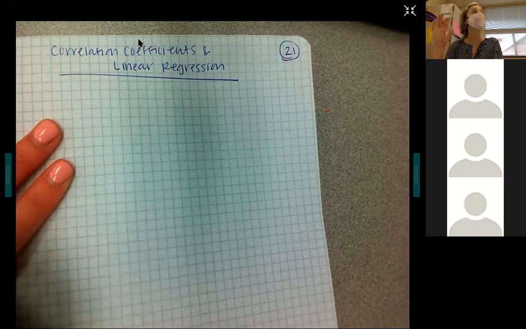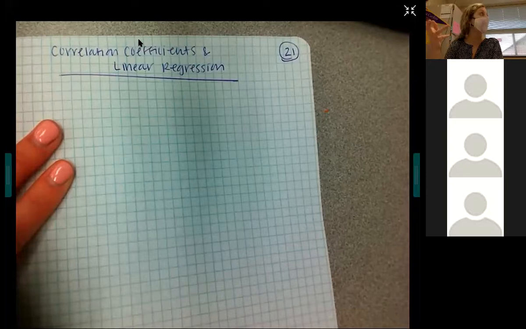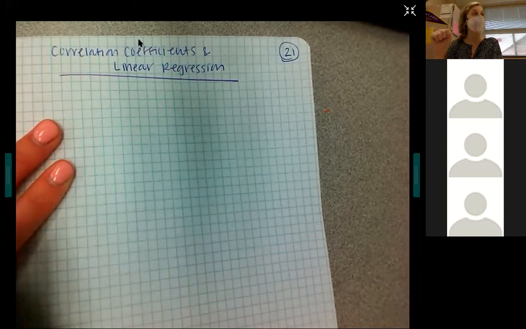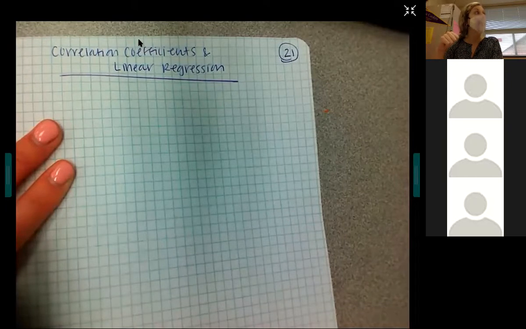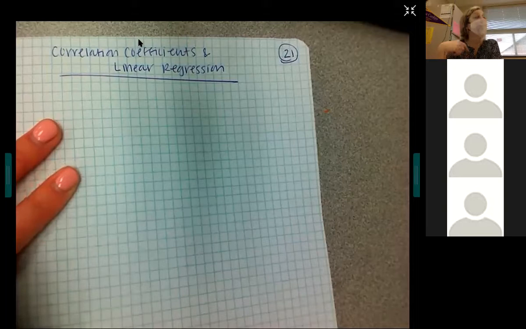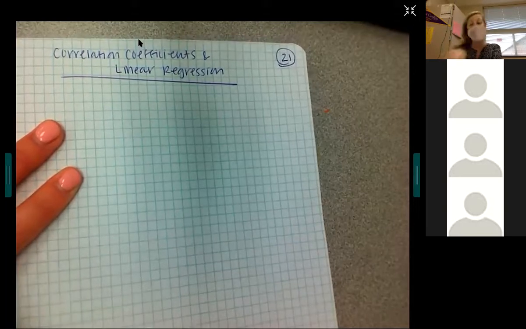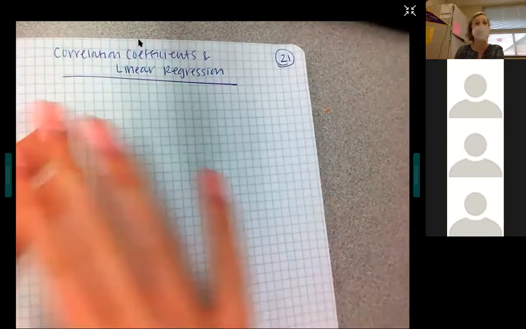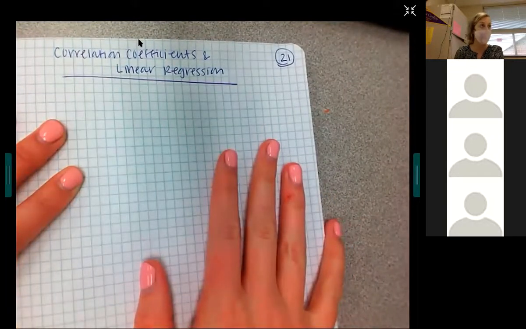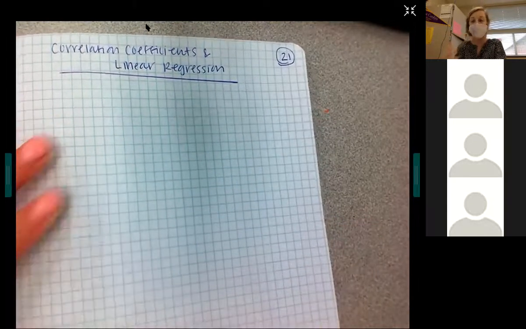Remember, correlation just means relationship, right? So that's why they use an R. What does linear regression mean? Look at your vocab. What was our synonym for regression? Line of best fit. So we're talking about R values, how strong a relationship is, and the line of best fit today. That's all we're talking about. Okay? Questions?